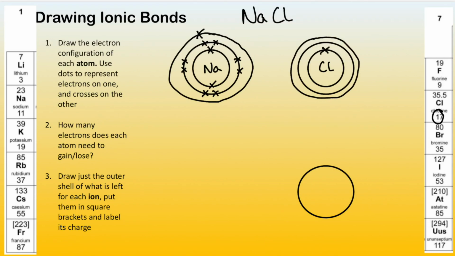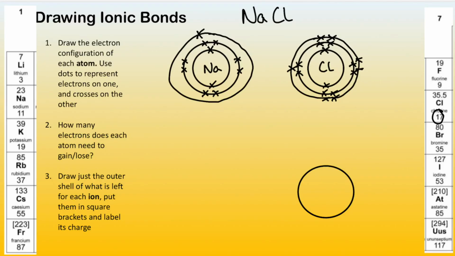So chlorine has 1, 2, 3, 4, 5, 6, 7, 8, 9, 10, 11, 12, 13, 14, 15, 16, 17. Once you've done that, you can realise how many electrons they need to lose or how many they need to gain. Now this is an optional step. You might be able to work out that from the periodic table, which you might be comfortable with doing. So using the group number to determine the outer shell of that atom and how many electrons it has.